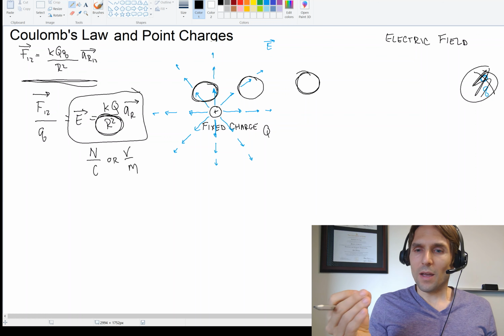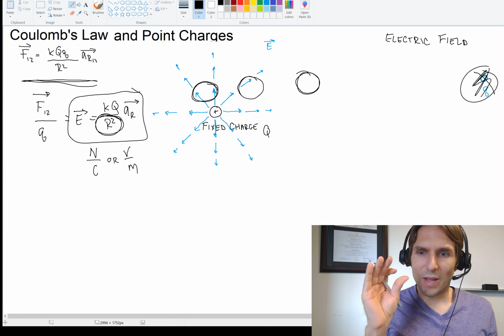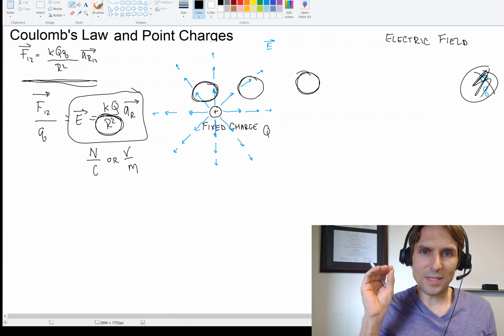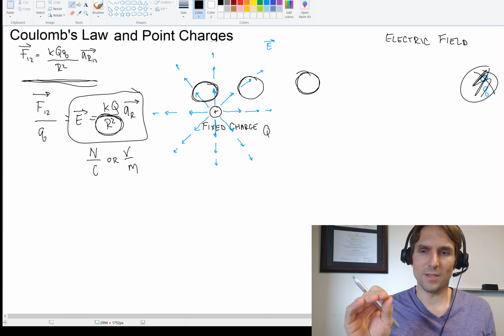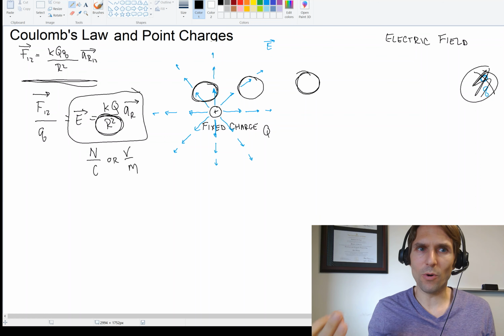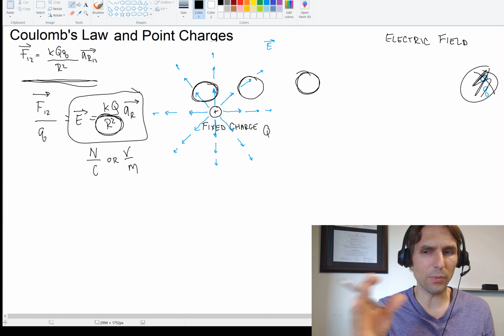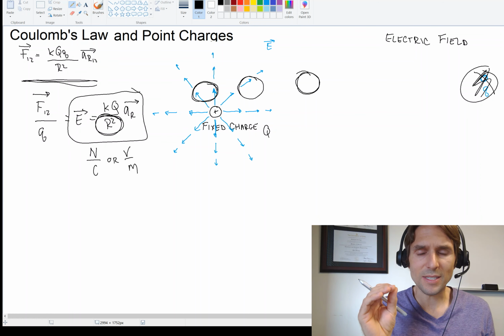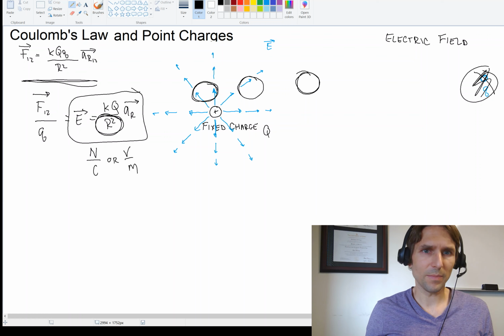And so what we do as physicists, as engineers, is we say that this is a fundamental force. It cannot be broken down anymore. So that's why Coulomb's law is not broken down any further. That's experimental. It's not derived.